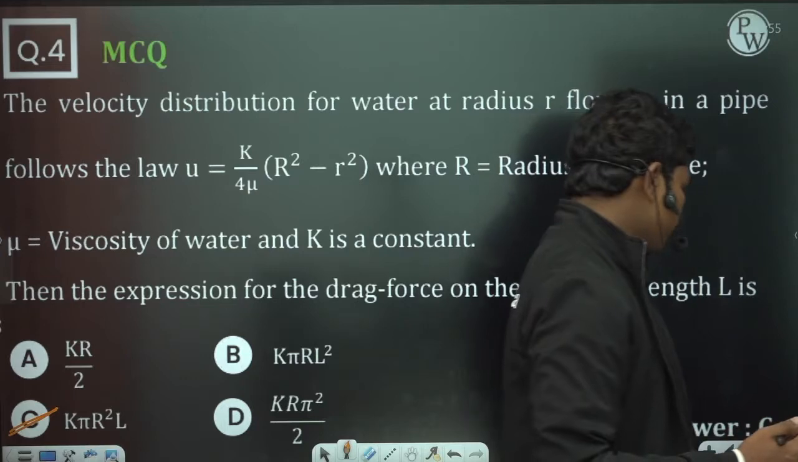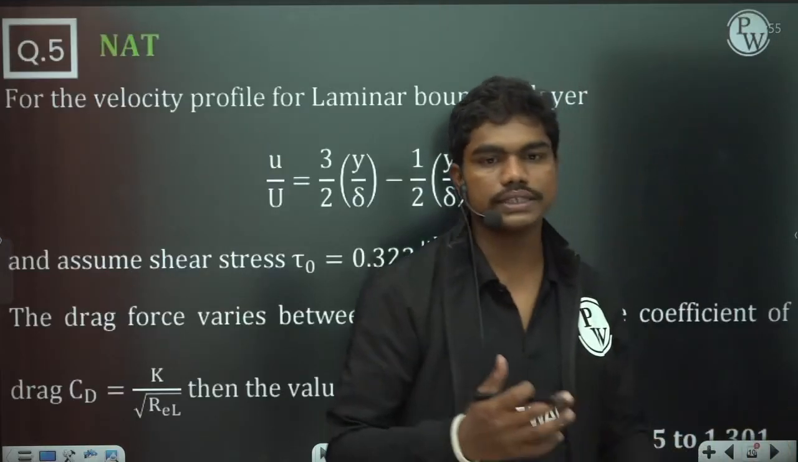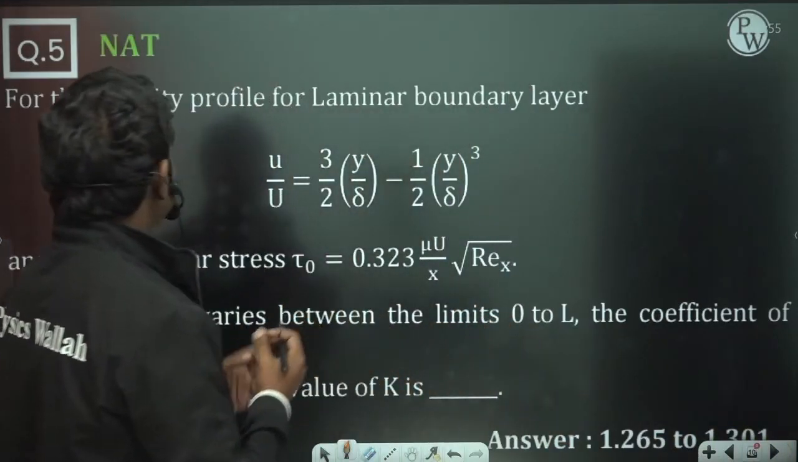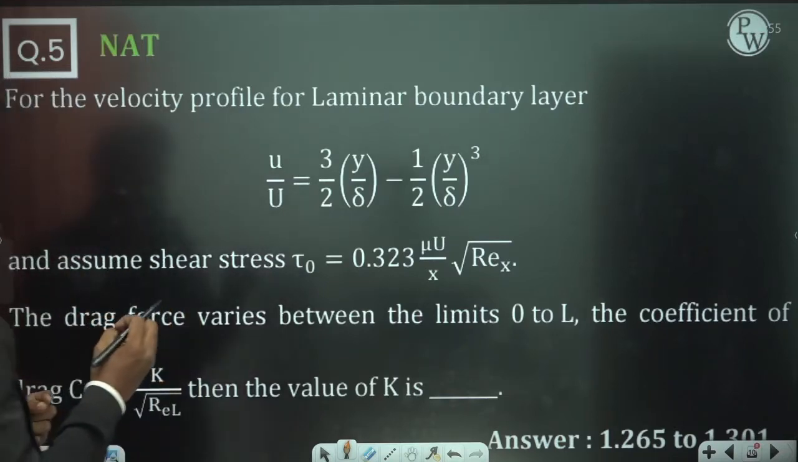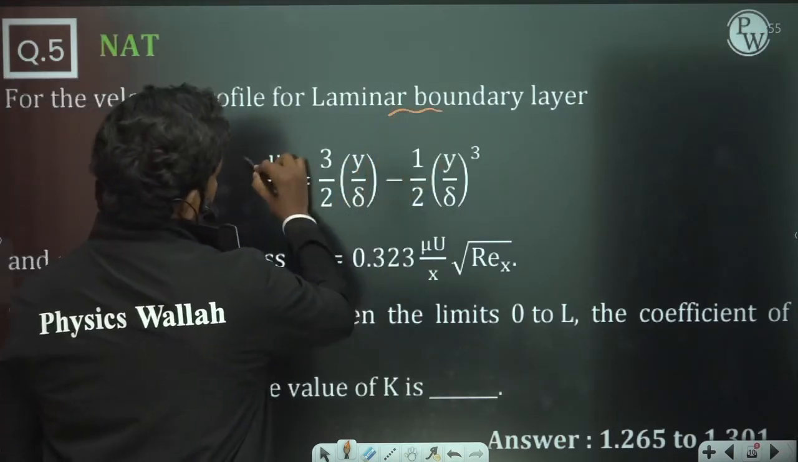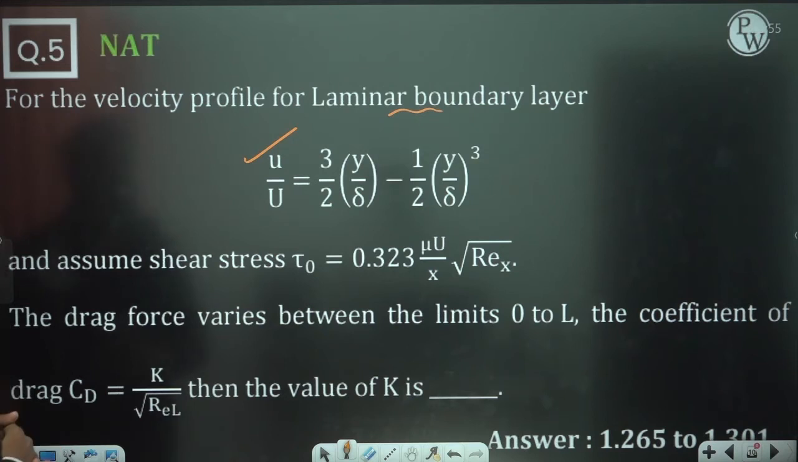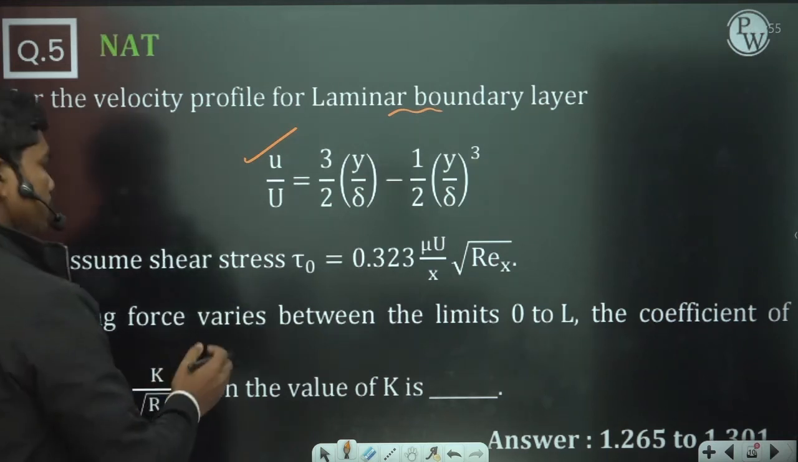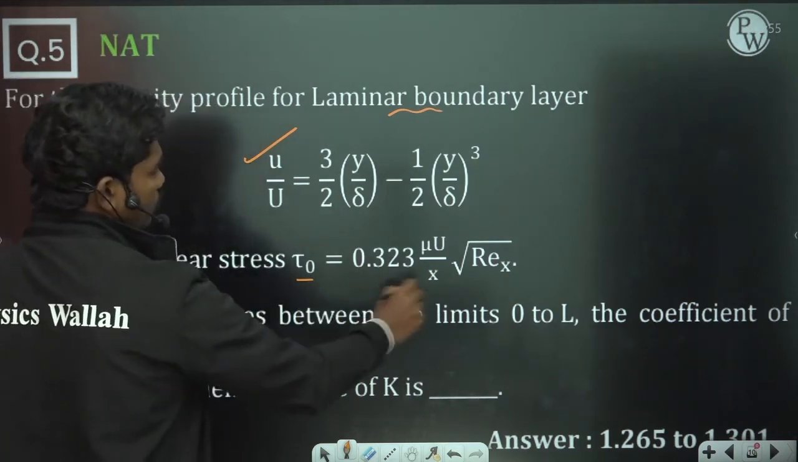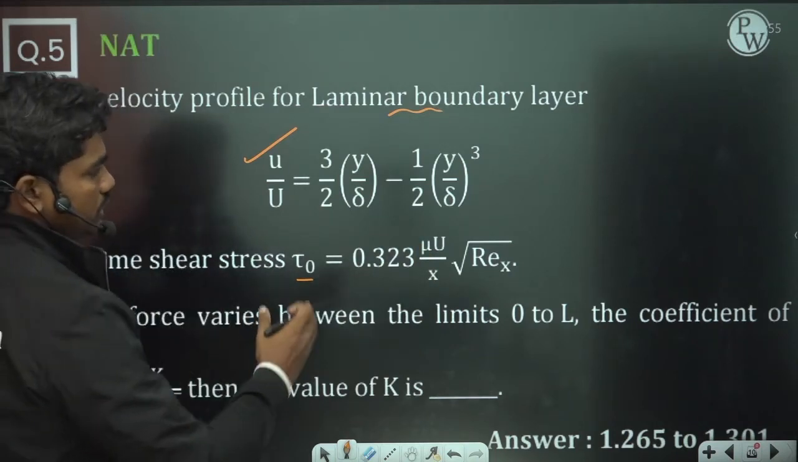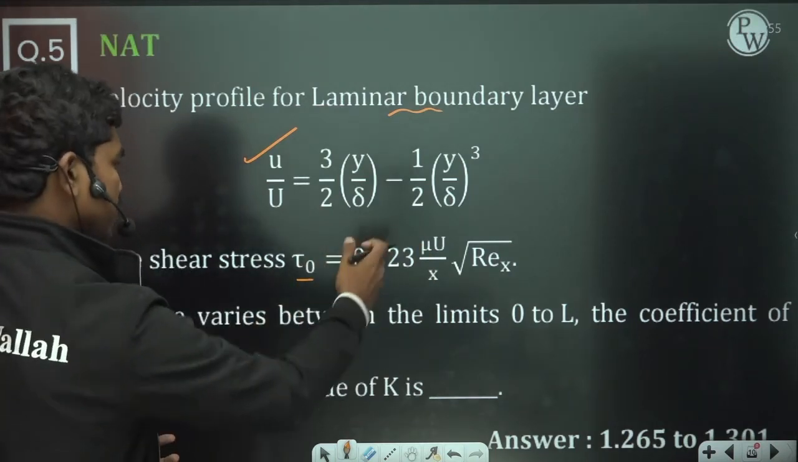Okay, so let us go for the next question. For the velocity profile for a laminar boundary layer, the velocity profile is given by this function of y. Assume the wall shear stress tau naught is equal to 0.323 mu capital U divided by x into root Rex.